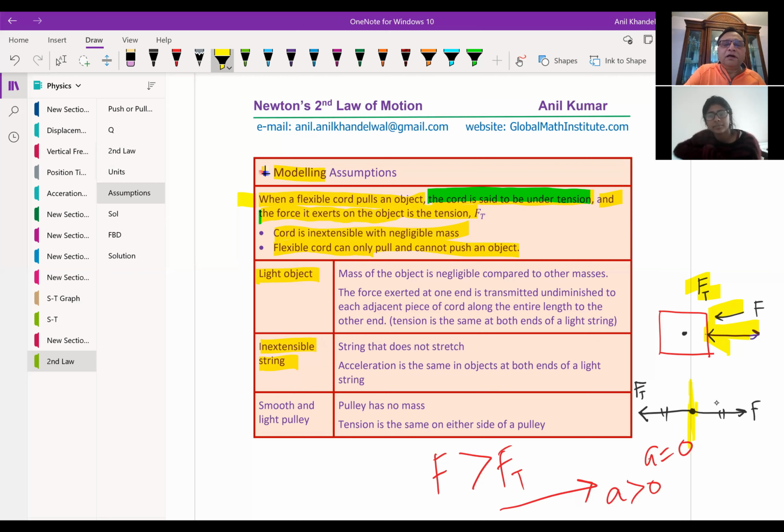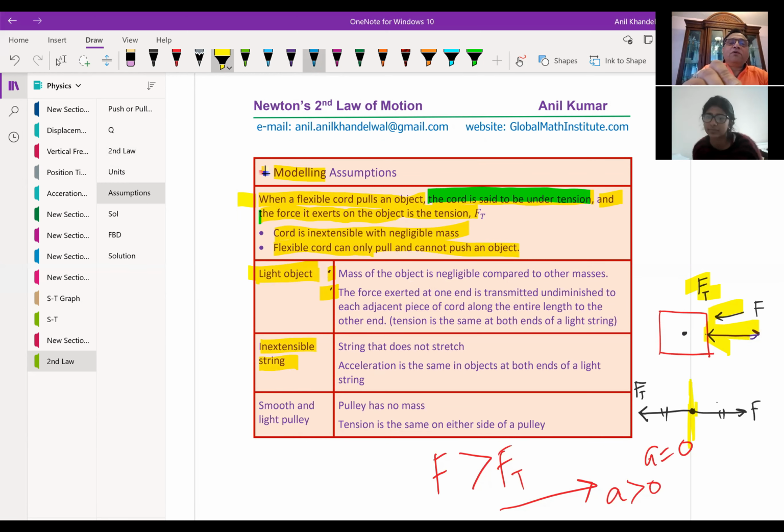Don't worry about it. Now, what is a light object? Can you please read these two points which I've written about light objects? Yes. The mass of the object is negligible compared to other masses, light object. And the force exerted at one end is transmitted undiminished to each adjacent piece of cord along the entire length to the other end. So the tension is the same at both ends of a light string.